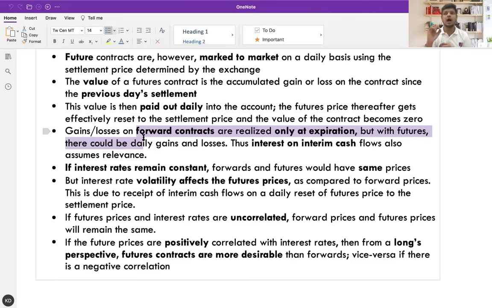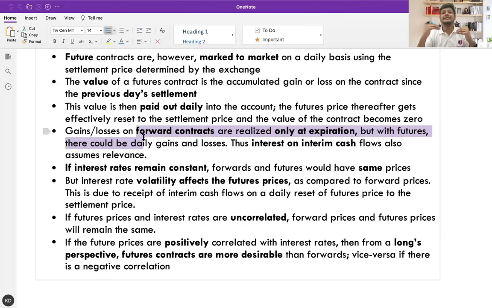Zero. No. But not in forward. In forward, you have gains or losses because the settlement is going to happen on the last day, at maturity. Clear? Now here an important assumption is that there are no cash flows in between and the interest rate remains constant.